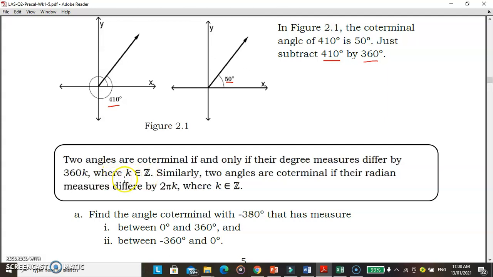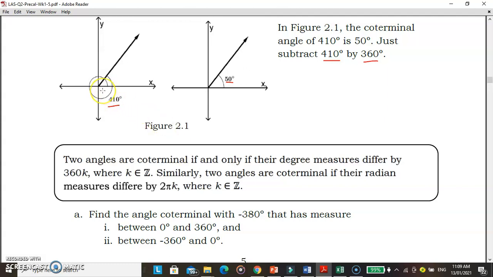Kaning k, ang pasabot-an niya is ang iyahang number of revolution or the number of rotation kung kapila siya ni tuyok. Similarly, two angles are coterminal if the radian measures differ by 2 pi k, where k is an element of the integers. So the same ra gihapon, ang k is mao ni siya ang number of rotation kung ikapila siya ni tuyok.